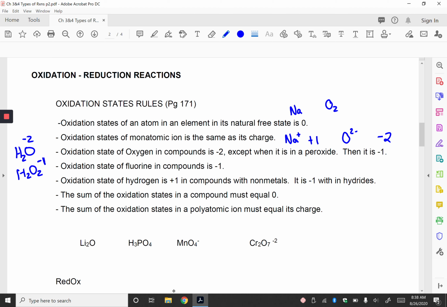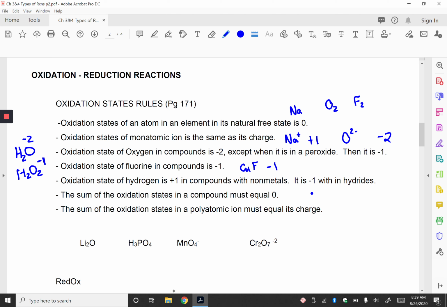Okay, next, it says the oxidation state of fluorine in compounds is -1. So let's say I have CuF, then the fluorine in this case is -1. Whereas if it was F2, it would be 0 because that's an element in its natural form.